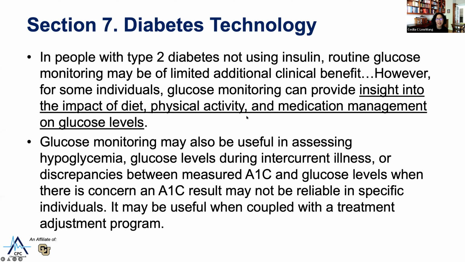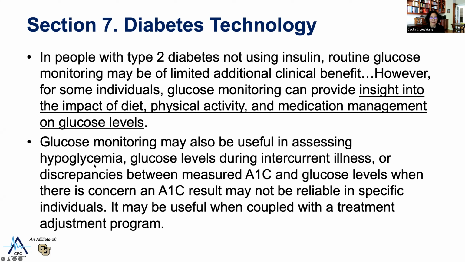So a little bit more about diabetes technology, because this is one of the big areas that there's a lot of research and work going into. We think about continuous glucose monitoring for people with type 1 diabetes. Turns out that in people with type 2 who are not using insulin, routine glucose monitoring, including continuous glucose monitoring, is probably of limited additional benefit. But for some people, it's actually been helpful to figure out the impact of diet, physical activity, and medication changes on their glucose.